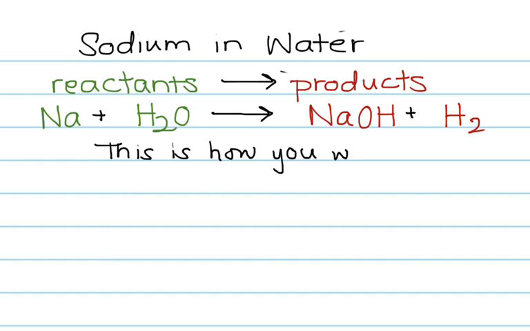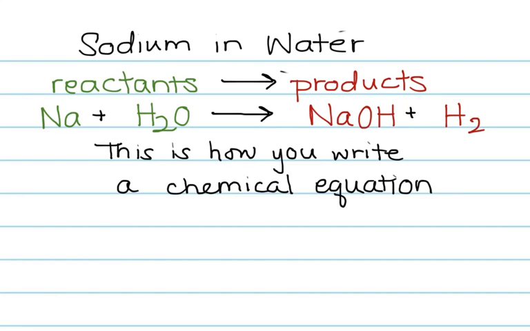So this would be how you write the equation. So sodium plus water, and then an arrow, not an equal sign, an arrow, and then sodium hydroxide plus H2.